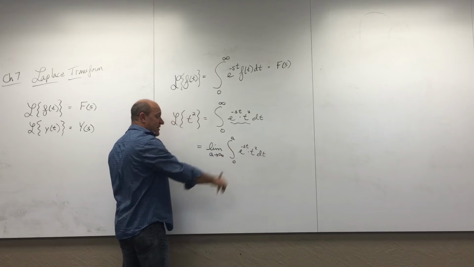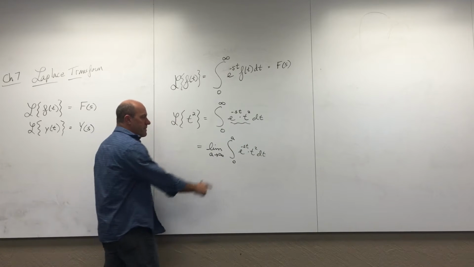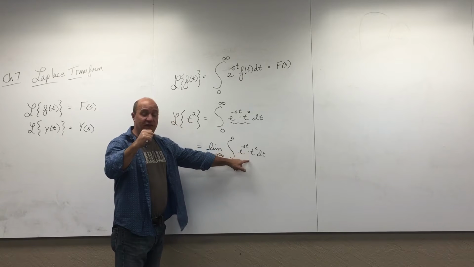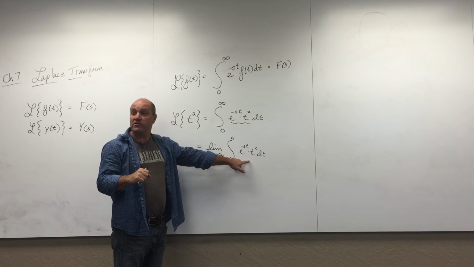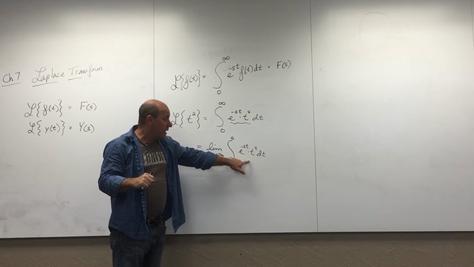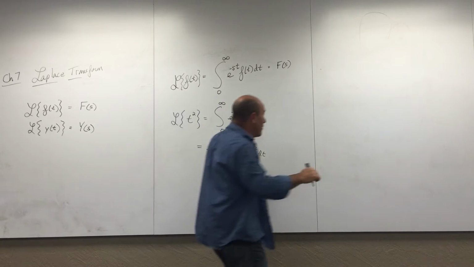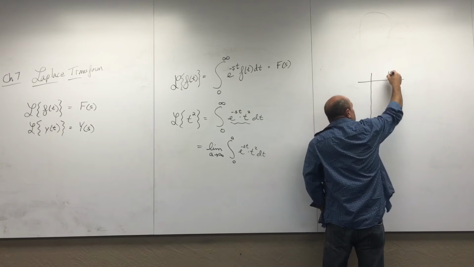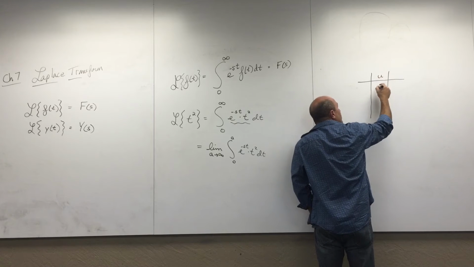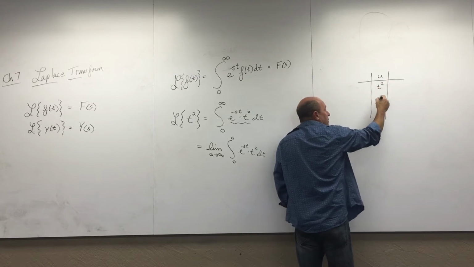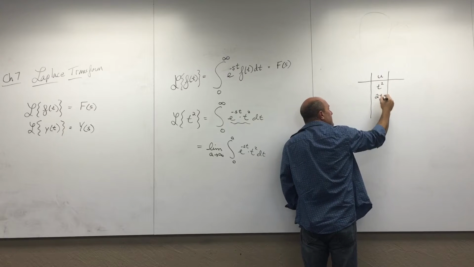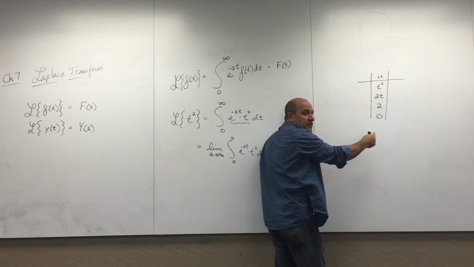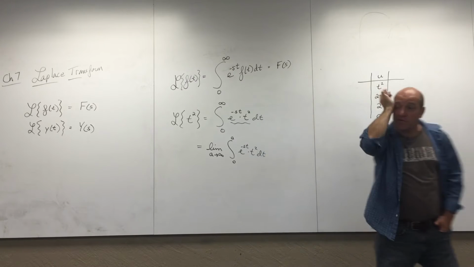Any suggestion how to do that integral? Good. I would call it integration by parts, but I would follow the shortcut for integration by parts called the tabular method. So I'm going to do a little tabular method here. I'm going to call u the t squared, and I'm going to take the derivative: 2t, and then 2, and then 0. That's how you do u and its derivatives.